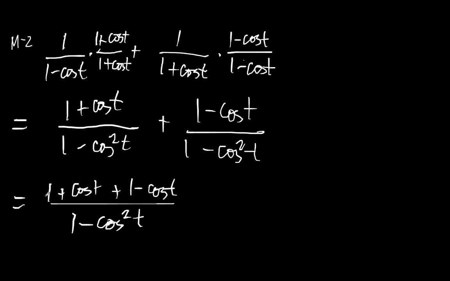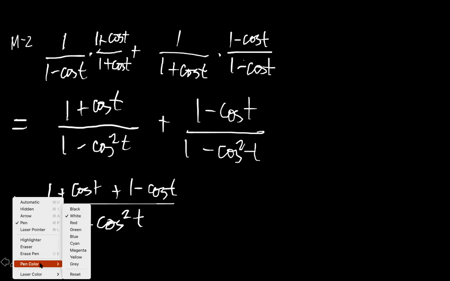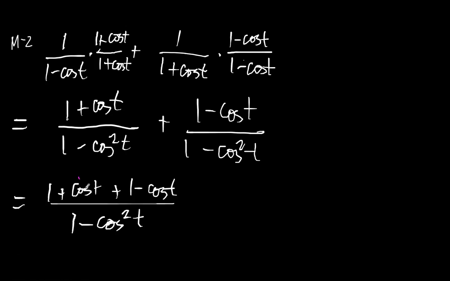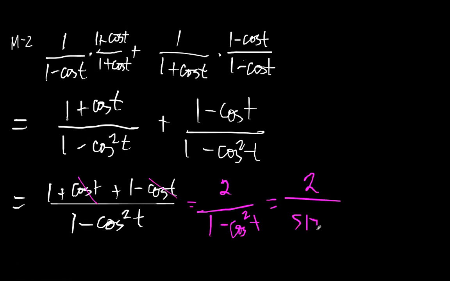All right. So, okay. So I can cancel cosine t because this one is positive, the other is negative. And this becomes 2 over 1 minus cosine square t, which is equal to 2 over sine square t. Ayan. Ano nangyayari sa pen na to?